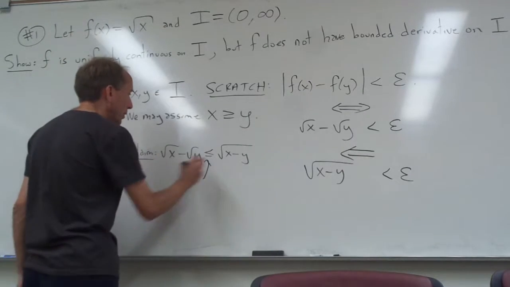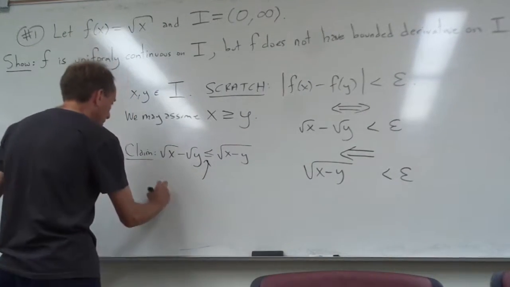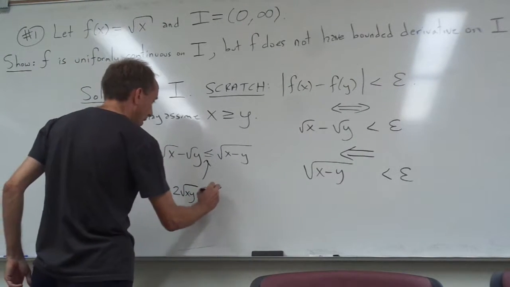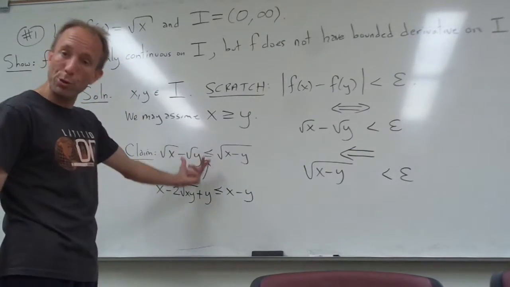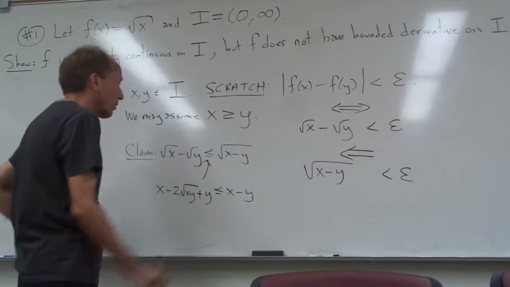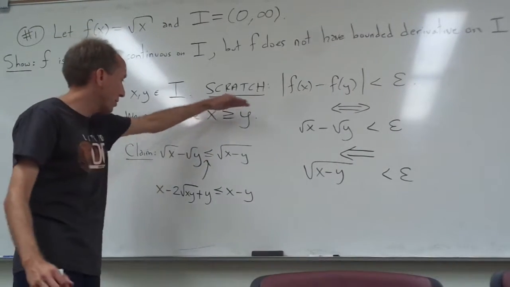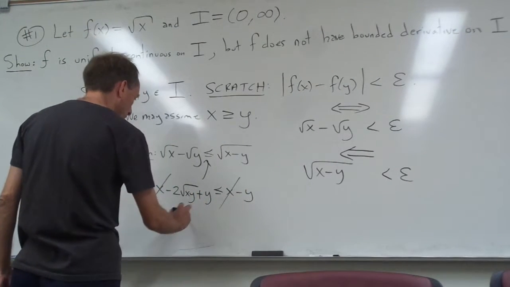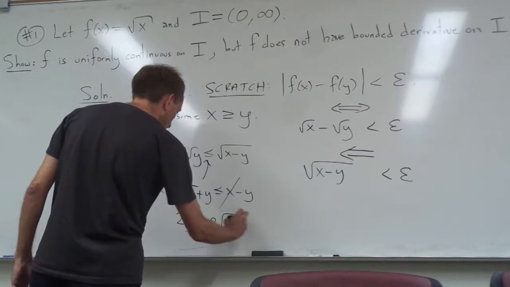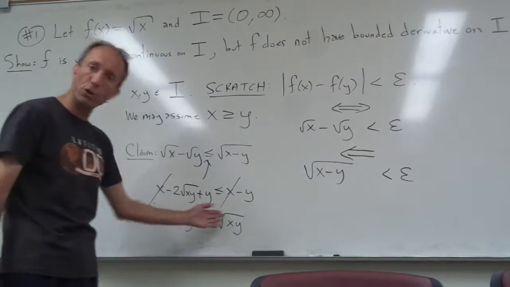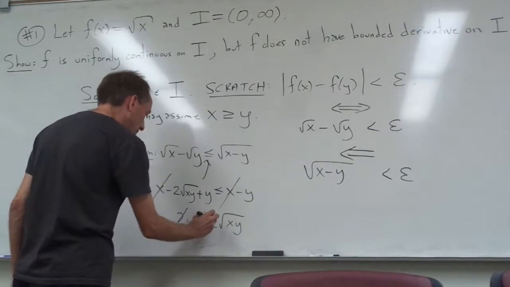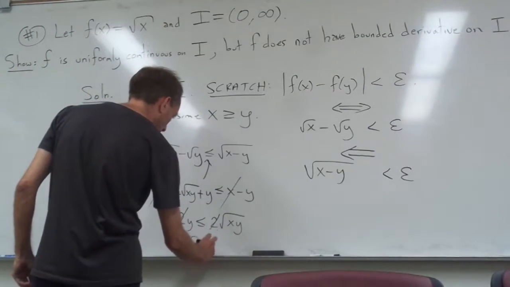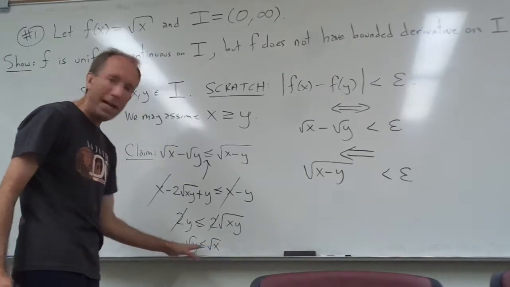To prove this one, what you would want to do is square both sides. So you would have x minus 2 radical xy plus y less than or equal to x minus y, if you just square both sides of this claim. And of course, everything is positive, because x is greater than or equal to y. Now if you just cancel the x's, we can put 2y on the left side and 2 radical xy on the right side. So this is just algebra. Canceling the 2's, and then if you simply divide by the square root of y, you get the square root of y less than or equal to the square root of x.